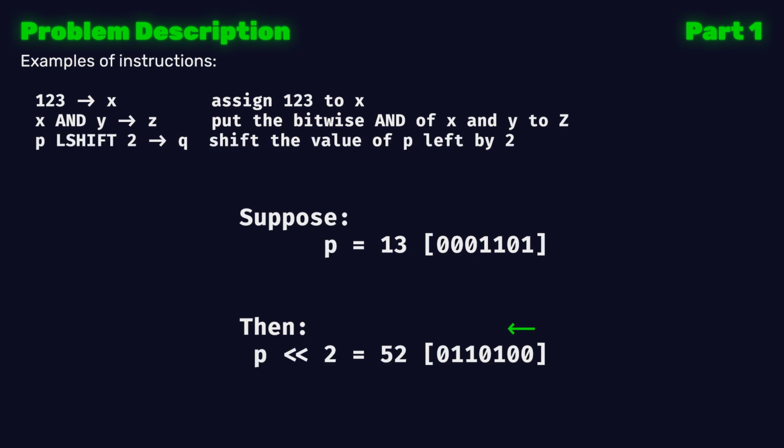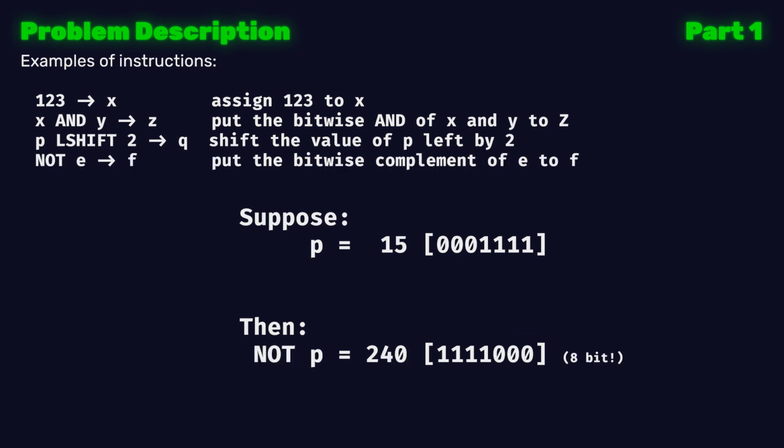Next up is the L-shift instruction. It takes in some wire, suppose it's named P, and a constant value, in this case 2, and it shifts the value of P 2-bit positions to the left accordingly. If you are unfamiliar with this, then please take a moment to take in the example below. Another common gate is the NOT gate, which propagates the bitwise complement of wire E onto wire F. In the example, the number of bits is limited to 8. See how all ones are turned into zeros and the other way around?